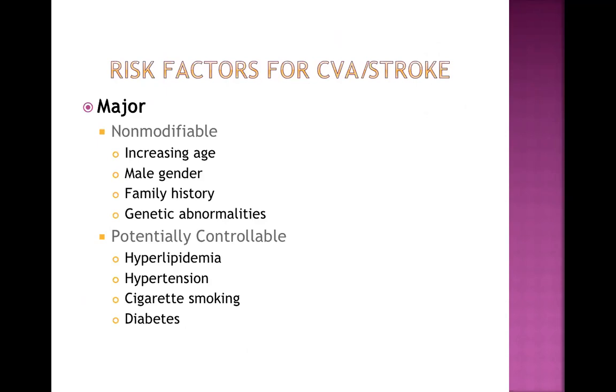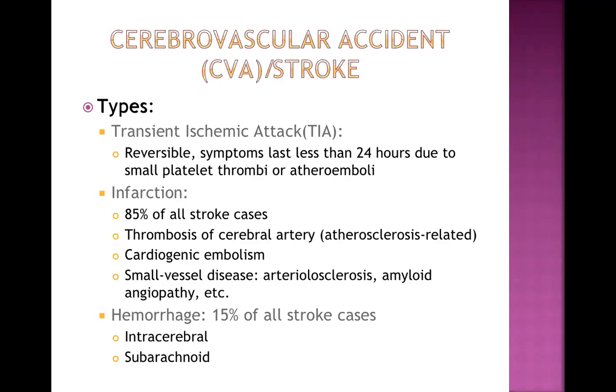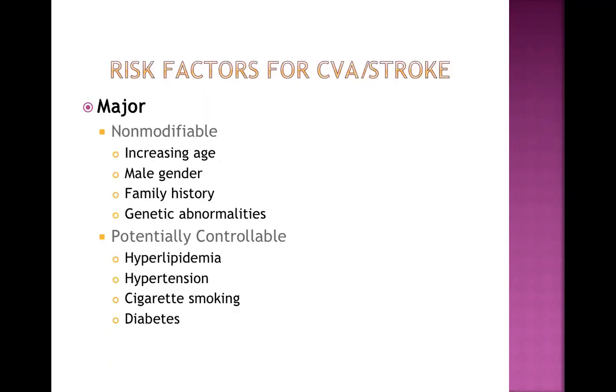Now, you have already done this before, so let's list what are the risk factors for CVA or stroke. If this question is asked, don't get confused. This is a very easy answer, but trust me, this is one of the most commonly asked questions to the students. These risk factors are divided into major and additional factors. Now see here, what are the major risk factors of a stroke? They are further divided into non-modifiable and potentially controllable risk factors.